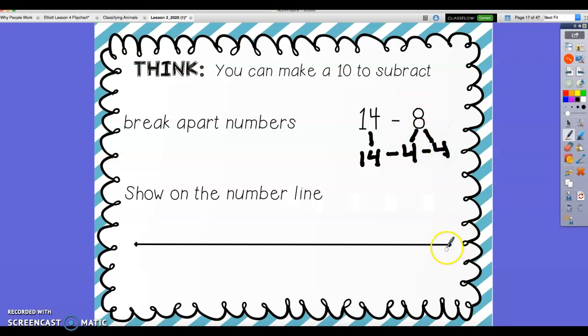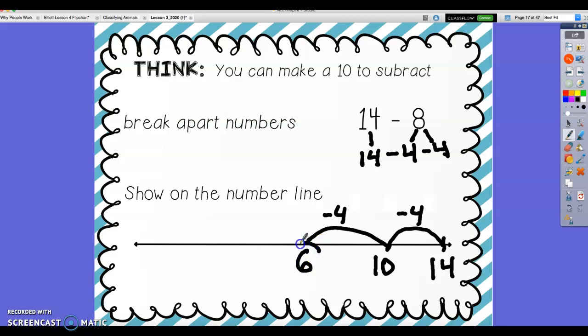So since I'm subtracting again, I need to start at 14 on this side because I'm going backwards. Well, 14 minus 4 is 10. And then minus 4 more is 6. So my answer is 6.